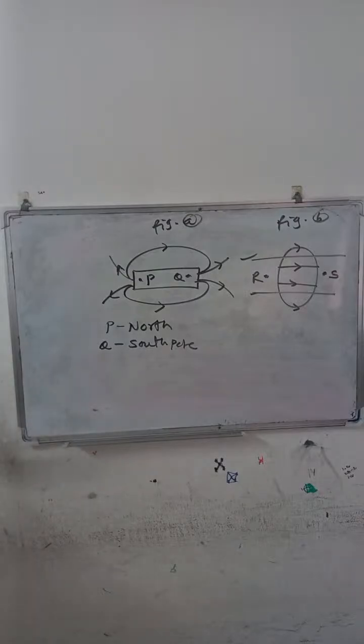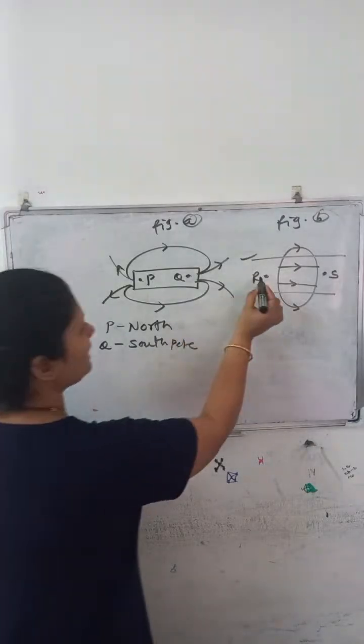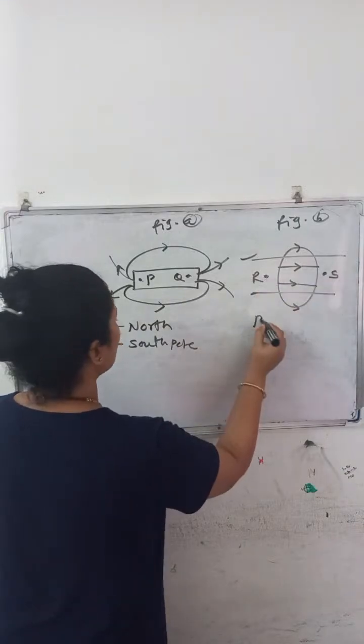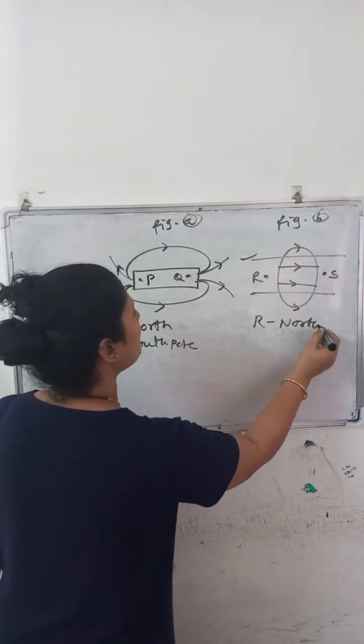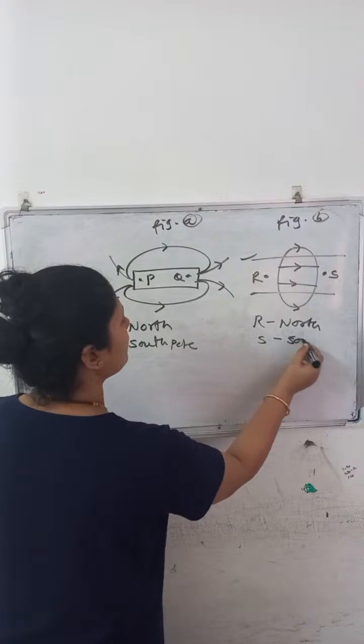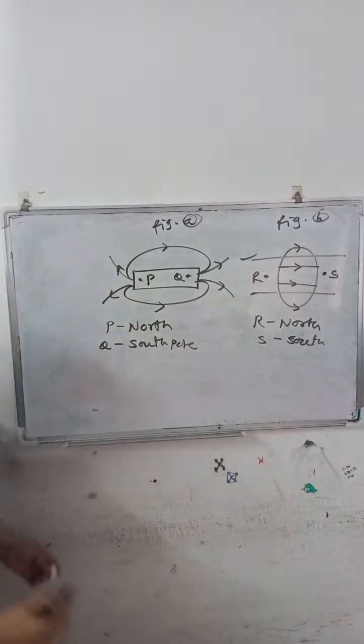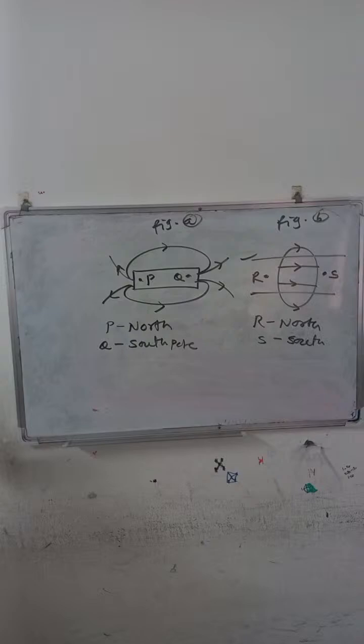Understood? Then we have another, that is figure RS. R we have to find out. Again the field lines are going from R to S, then R is again your north pole and S is your south pole. Can you get this? Understood?